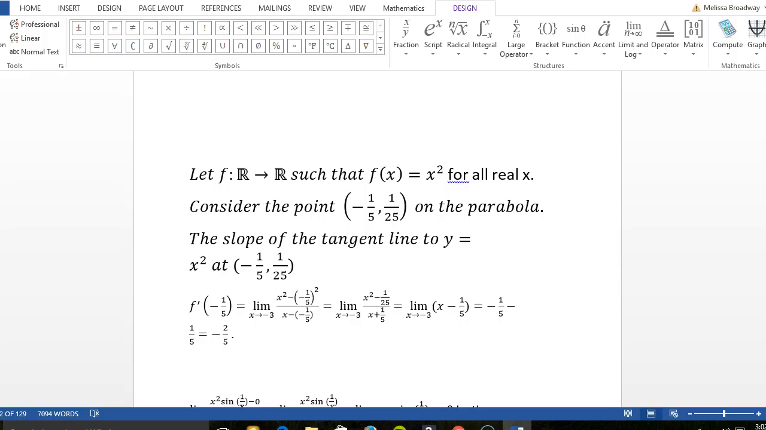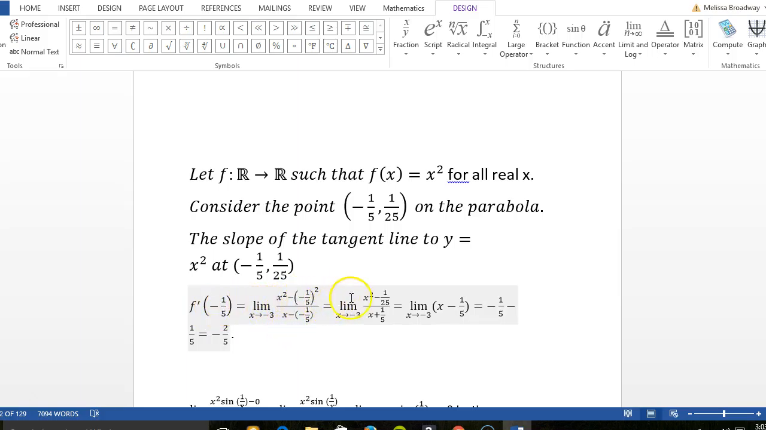Now let's move on. Okay, let f be a function from the reals to the reals such that f of x equals x squared for all real x. Consider the point negative 1/5, positive 1/25 on the parabola. Again, if I square this x coordinate here, I get this y coordinate here. So the slope of the tangent line to y equals x squared at this point. Now the tangent line is hollow. I need to say the tangent line at what point? This point right here. So is f prime of negative 1/5, which equals this limit of this difference quotient.